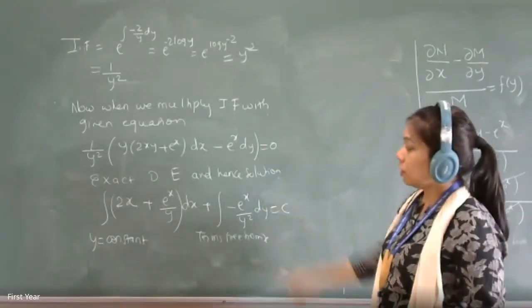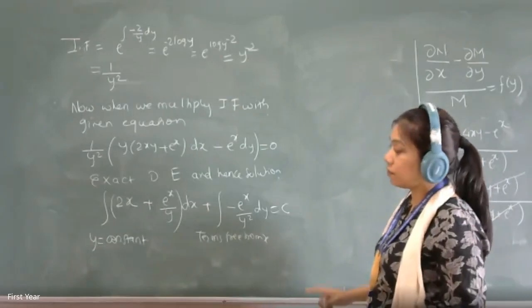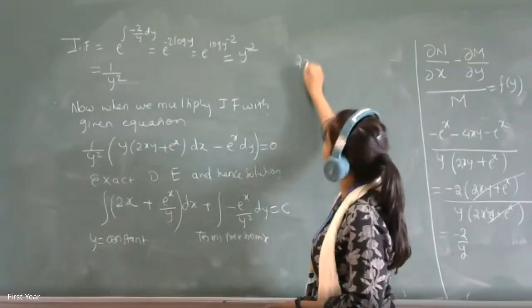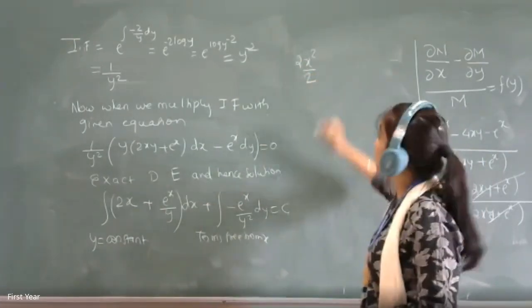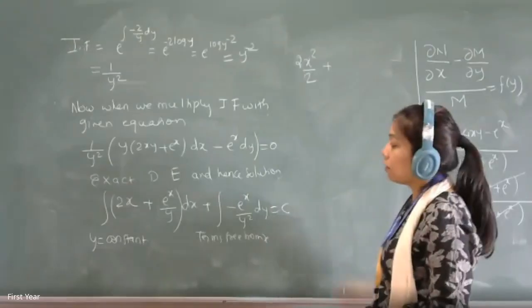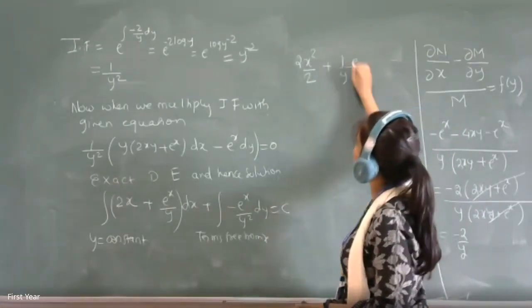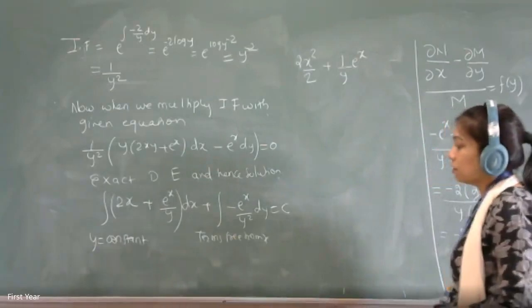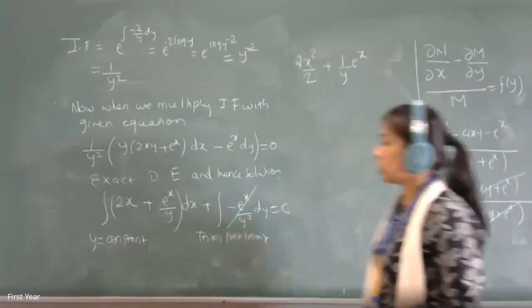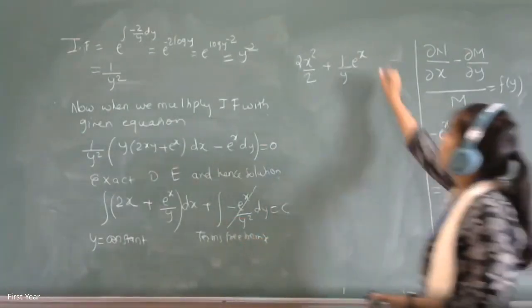y is constant, dx, so integration of 2x. 2x का integration क्या होगा? 2x squared by 2. And 1 by y is constant. e raised to x integration is e raised to x. Free from x, so ये पूरा टर्म चला जाएगा. And that's why it's equal to c.